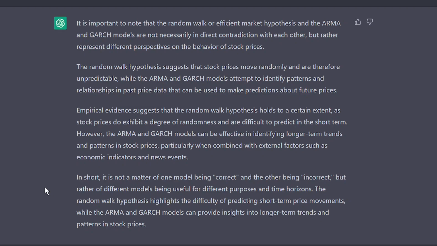Empirical evidence suggests that the random walk hypothesis holds to a certain extent, as stock prices do exhibit a degree of randomness and are difficult to predict in the short term. However, the ARMA and GARCH models can be effective in identifying longer-term trends and patterns in stock prices, particularly when combined with external factors such as economic indicators and news events. In short, it's not a matter of one model being correct and one model being incorrect, but rather different models being used for different purposes and time horizons. The random walk hypothesis highlights the difficulty of predicting short-term price movements, while the ARMA and GARCH models can provide insight into longer-term trends and patterns in stock prices.